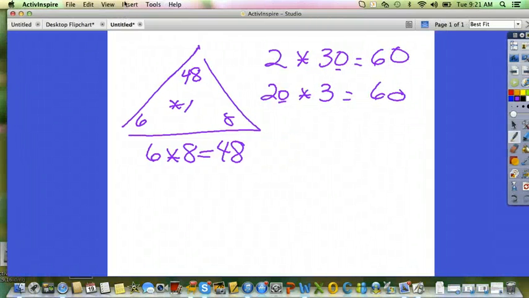Okay, so let's take a look. My original fact is, here's my fact triangle. I have 48, 6, and 8. And we know my fact triangle: 6 times 8 equals 48. That's my original fact. Okay?